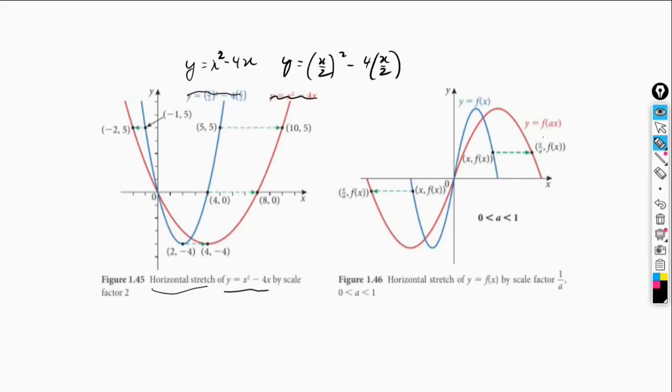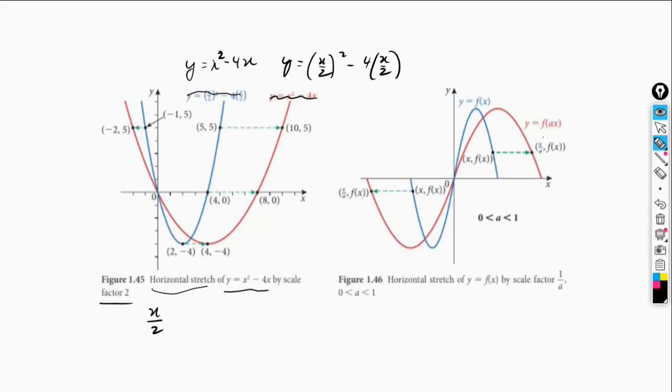So notice that if you want to stretch by a scale factor of 2, you actually have to divide x by 2. So again, with the x's, it works backwards, right? If you want to stretch by a factor of 2, you divide by 2. If you want to shrink by a factor of 2, you multiply by 2. If you want to move it right, it's minus. If you want to move it left, it's plus. So keep that in mind.